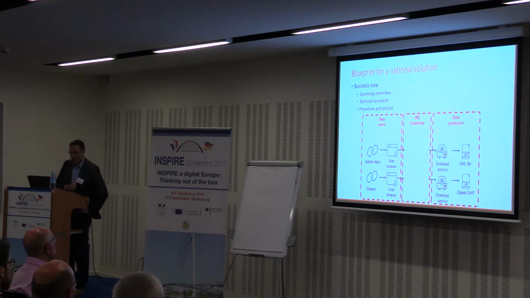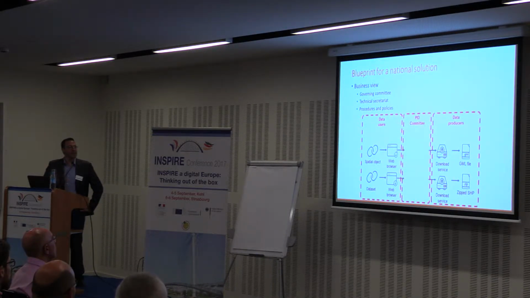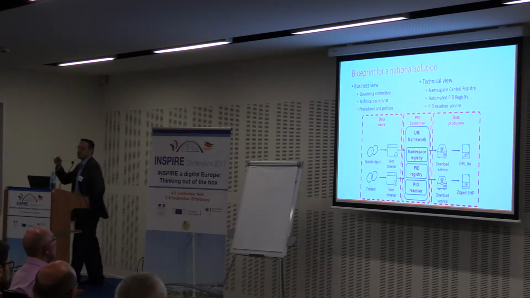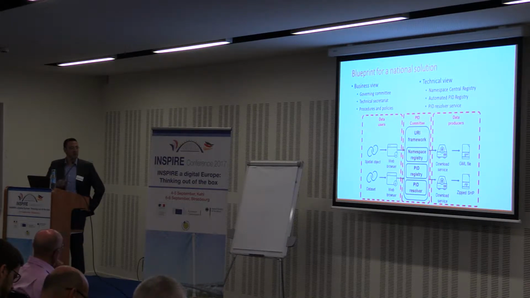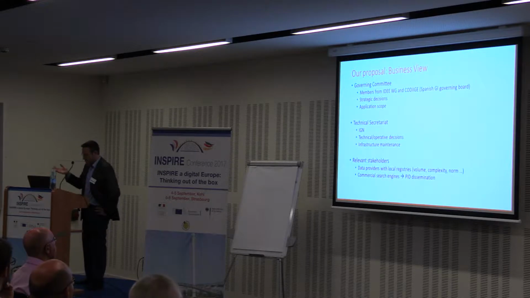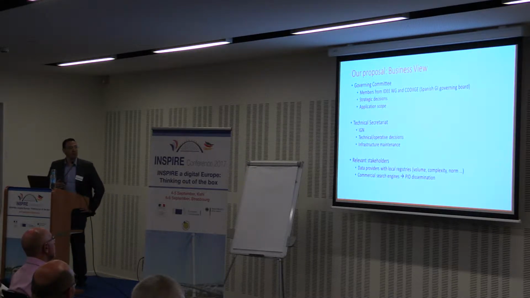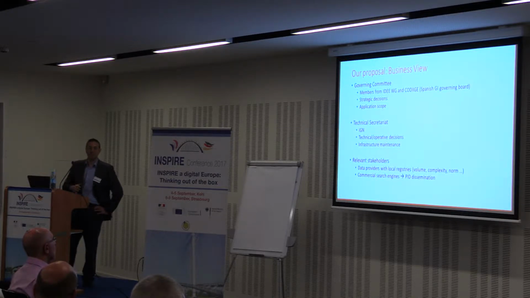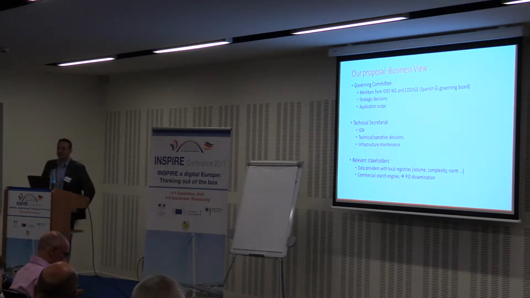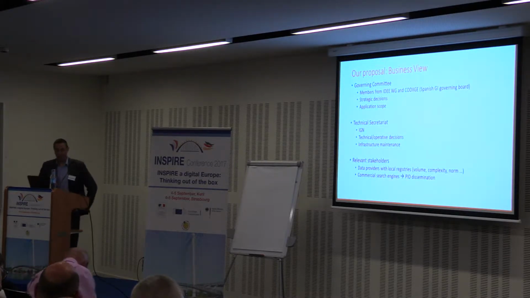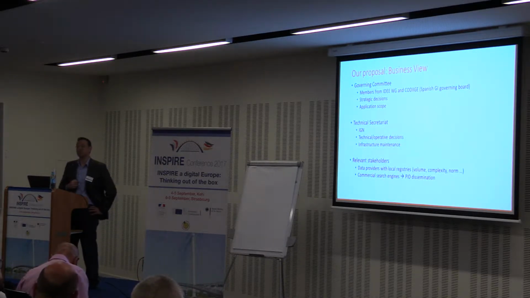First, we need a business view. We need a governing committee, a technical secretariat, and several procedural policies in order to set this up, for example in Spain. But we also need the technical piece: a system that allows registering namespaces, registering PIDs, and resolving them into requests to the download services. For the business view, the governing committee in Spain should be composed of people involved in the INSPIRE movement. They should make the strategic decisions and decide the application scope of this infrastructure. The technical secretariat, in this case the National Geographic Institute of Spain, should provide the solutions for the everyday running of this infrastructure. Relevant stakeholders should also participate.